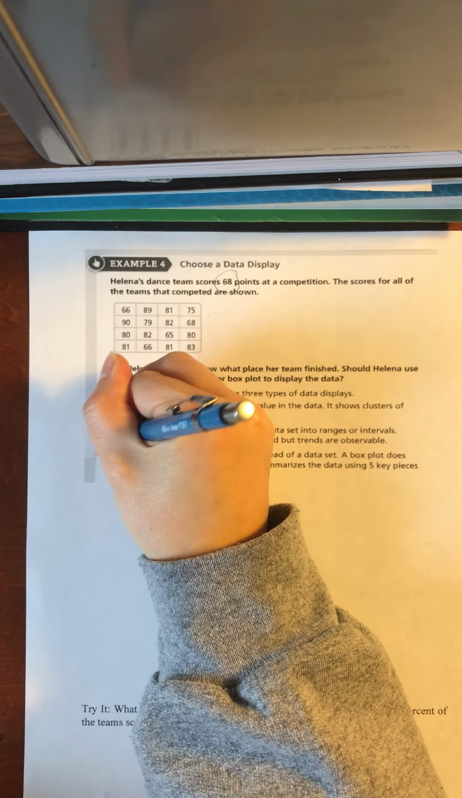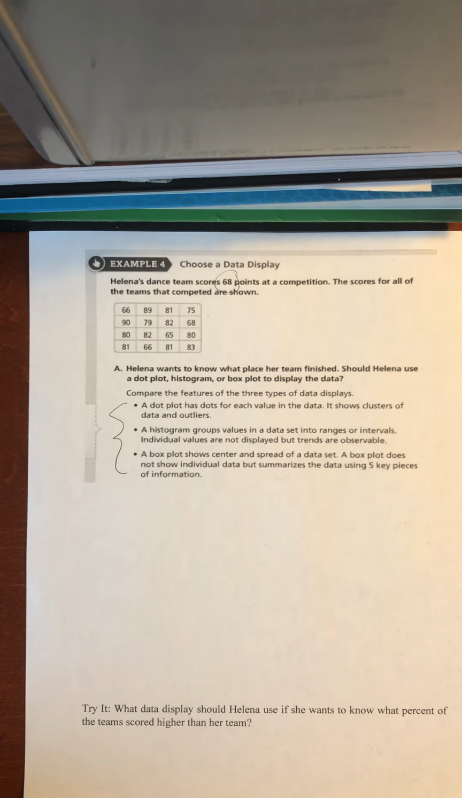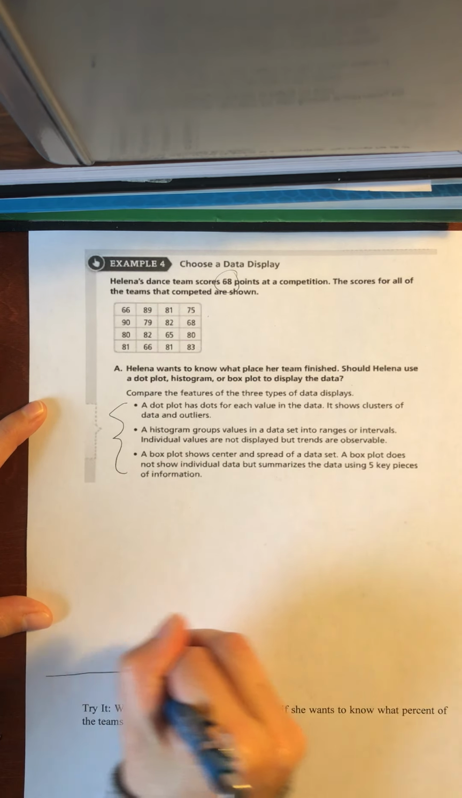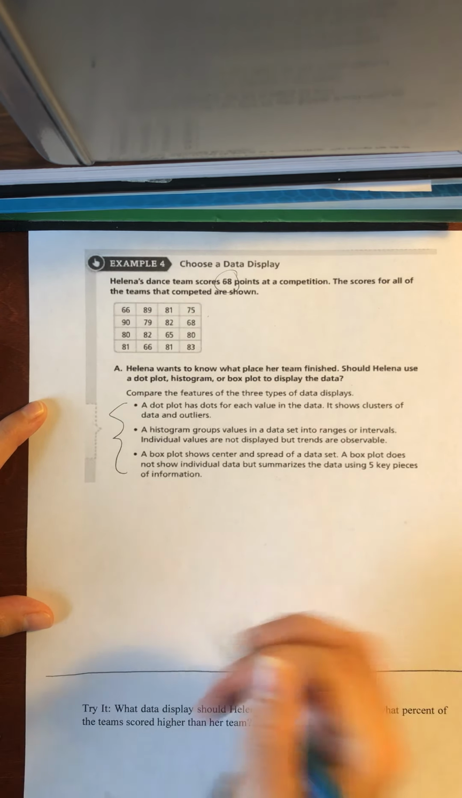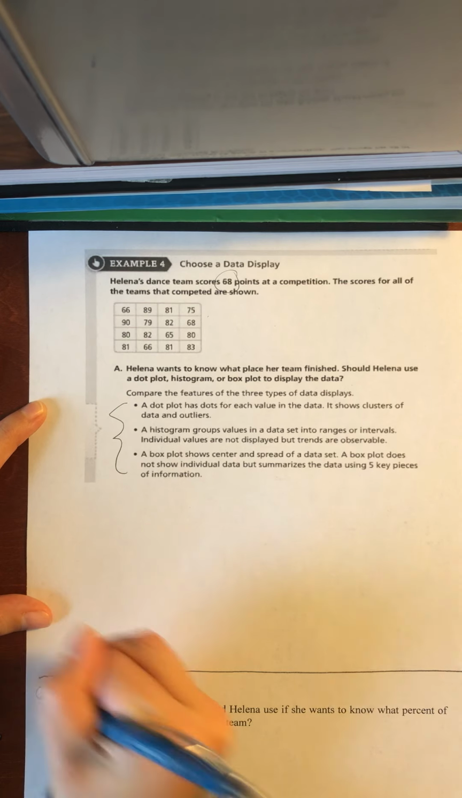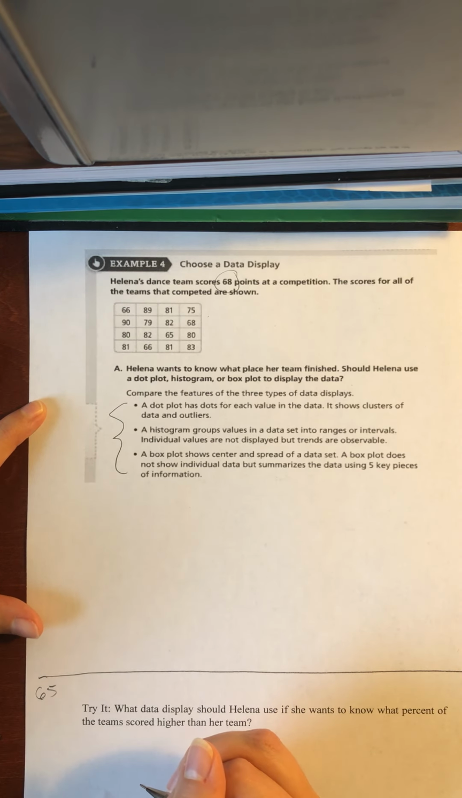All of this is super important, okay? She's definitely going to use a dot plot for this because she wants to display all of the individual values to figure out where she placed. So we're going to make a dot plot. The lowest score is 65, so I'm going to put that here. And then we have to work our way all the way up to 90.